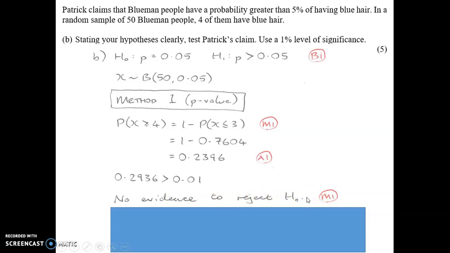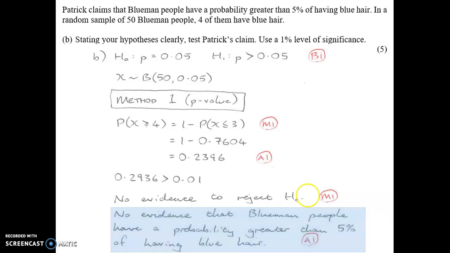We then always have to make sure we put that in the context of the question, and I would try to use the wording that they've used in the question. So I said there's no evidence that blue hair people have a probability greater than 5% of having blue hair.